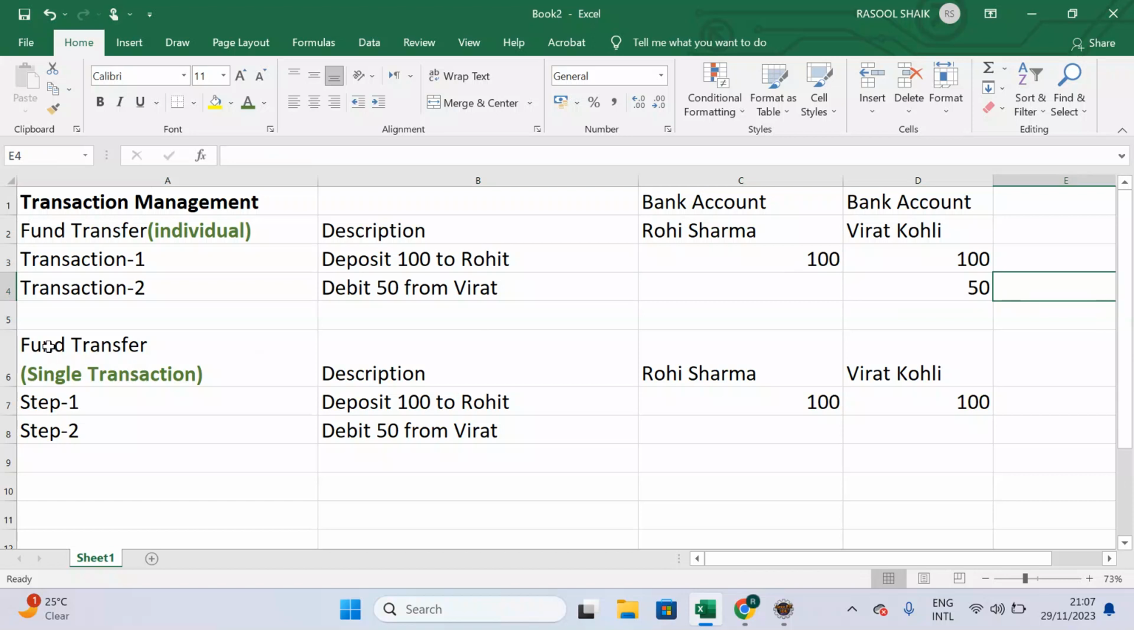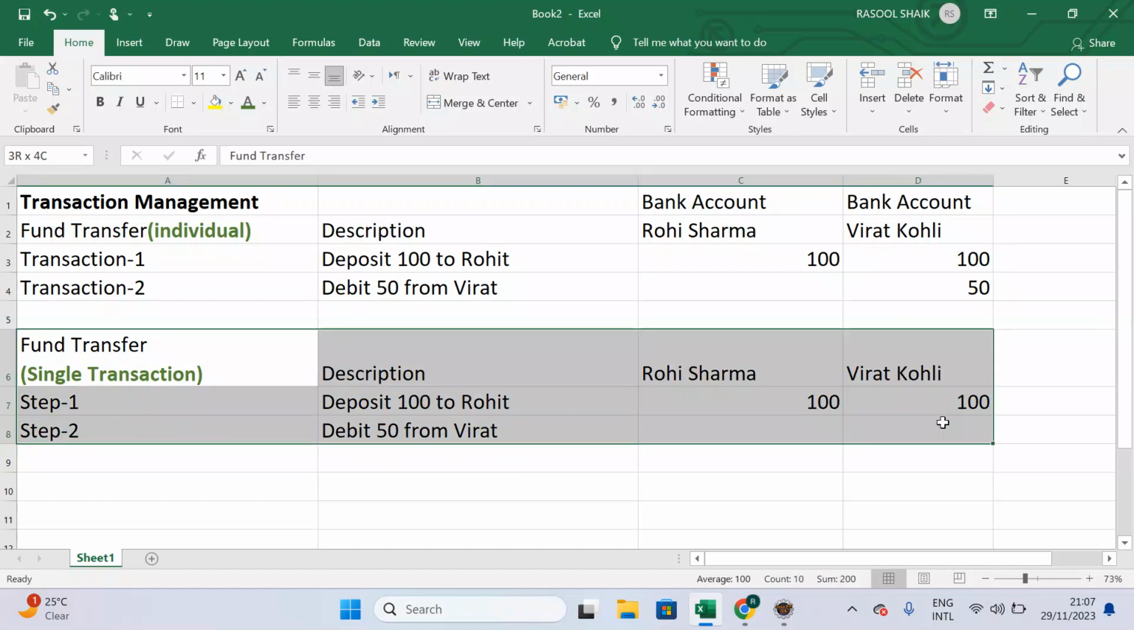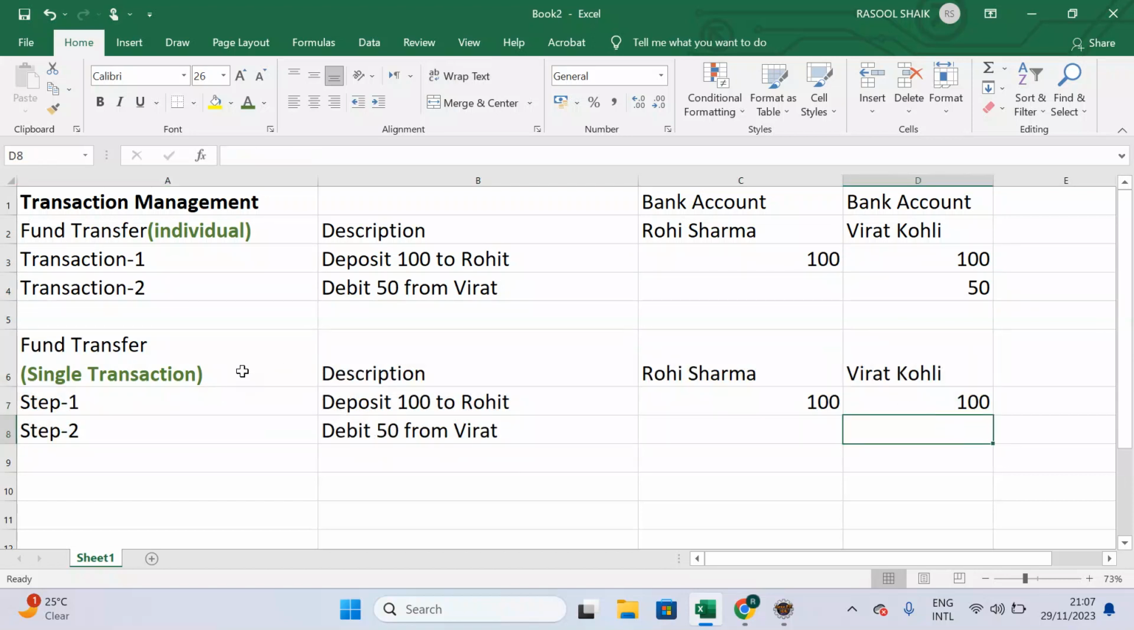Let's take the second example, which is shown here. Let's take one single transaction that may have multiple database operations.